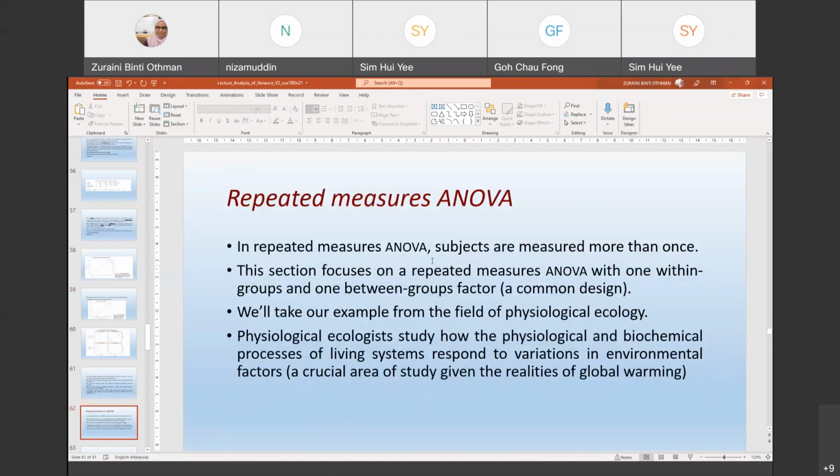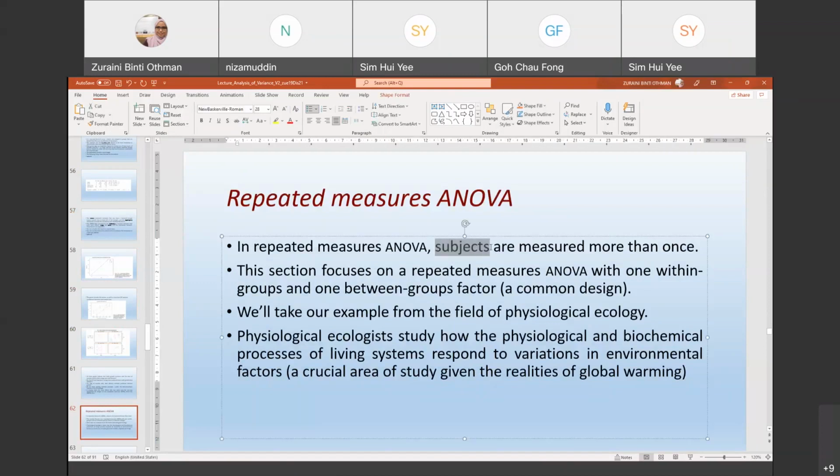In repeated measure ANOVA, subjects are measured more than once. This is what I mentioned just now. By using the same therapy exercise, the same therapy procedure, we measure it at 5 weeks, then we repeat it again at 6 months. More than one measurement is used.